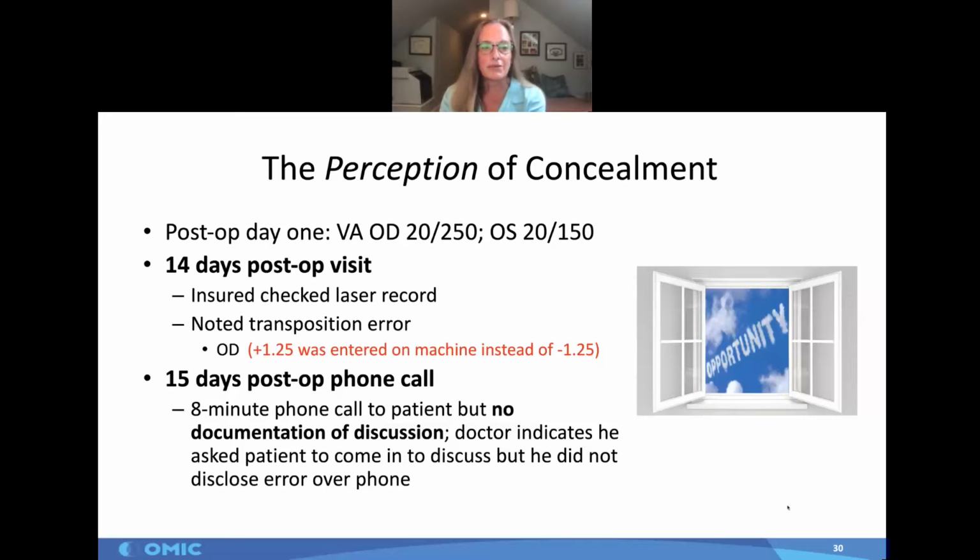And then the day after, there was an 8-minute phone call to the patient, but no documented discussion, no written documentation of what was discussed. And the doctor indicated he asked the patient to come in to discuss this in person, to disclose the error in person rather than over the phone. Next slide, please.